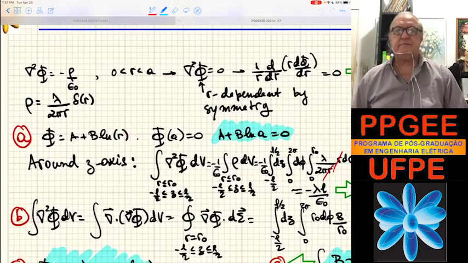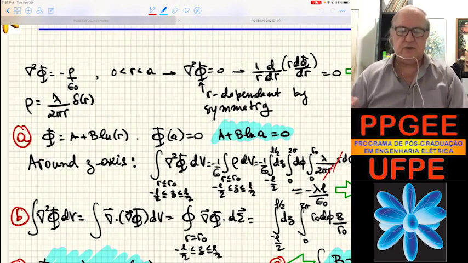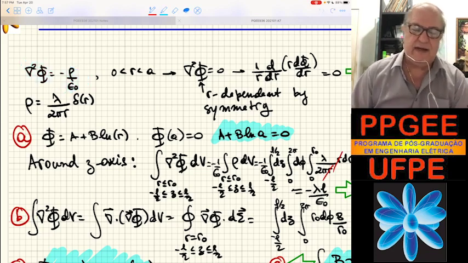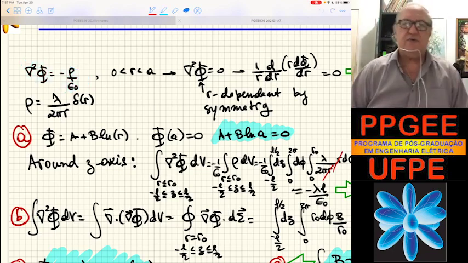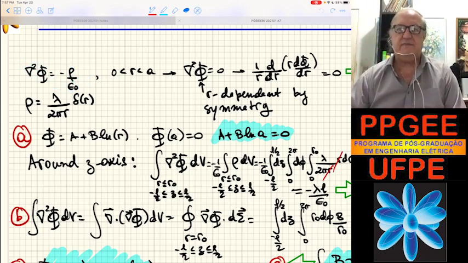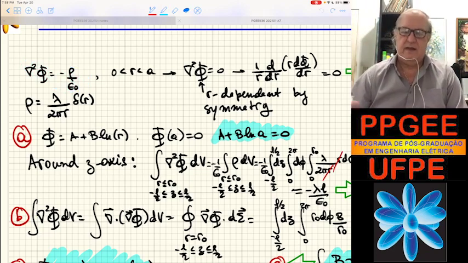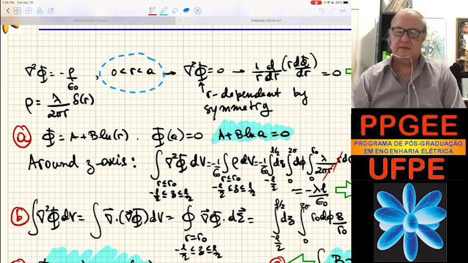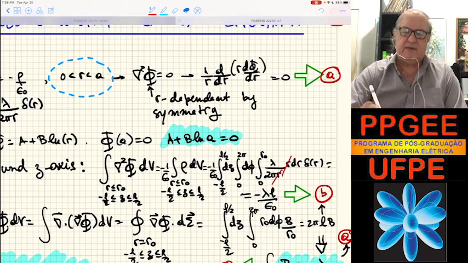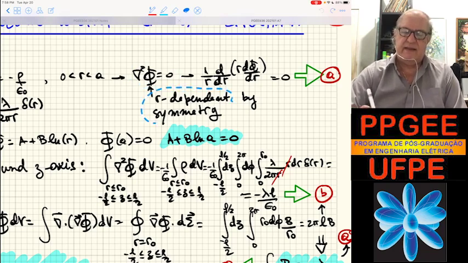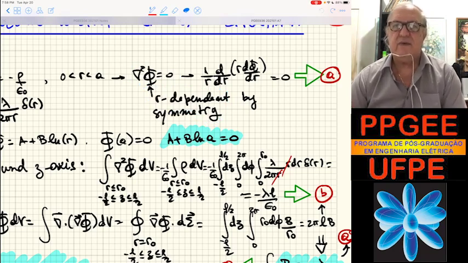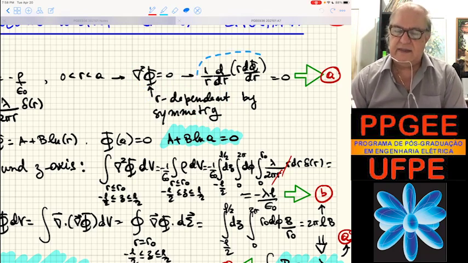Again, I'll outline the solution here. So we have the Laplacian of phi equals minus rho over epsilon 0. The region that we are talking about is the region inside of the cylinder. Outside of the z-axis, we have Laplace's equation. We have only dependence on r. The Laplacian in cylindrical coordinates, when you have only the r dependence, is given by this expression.